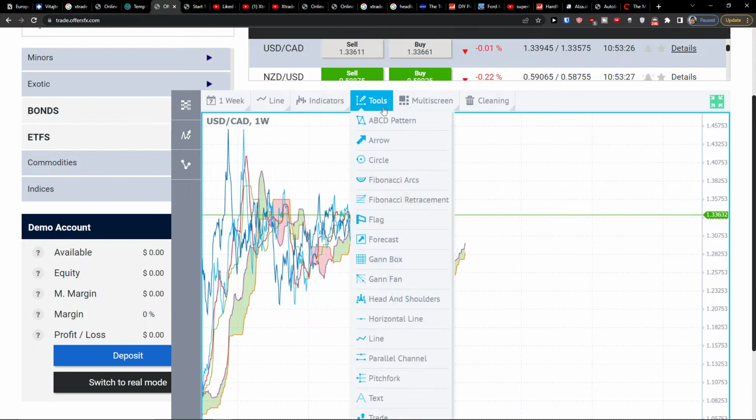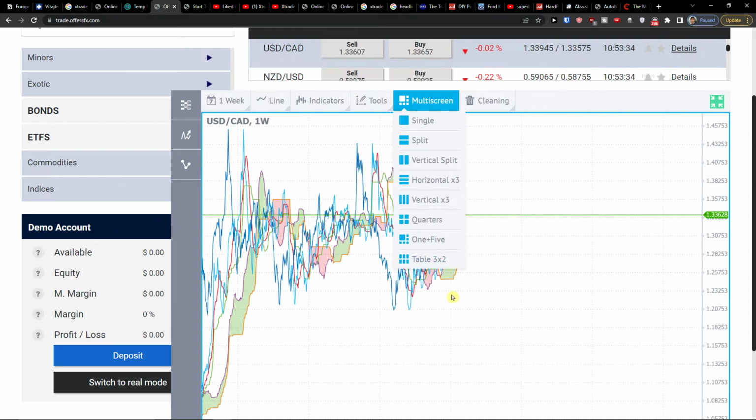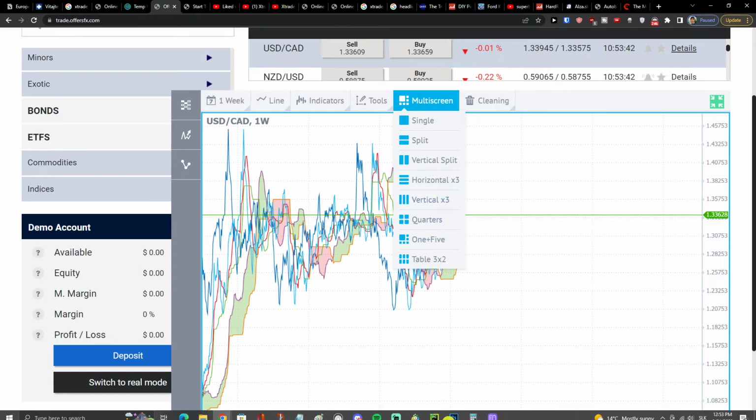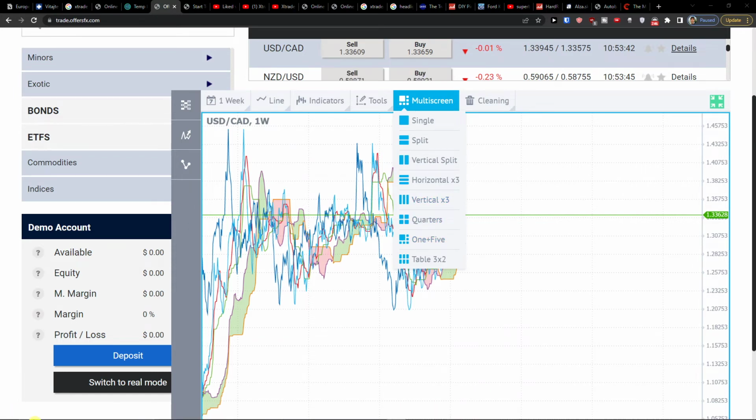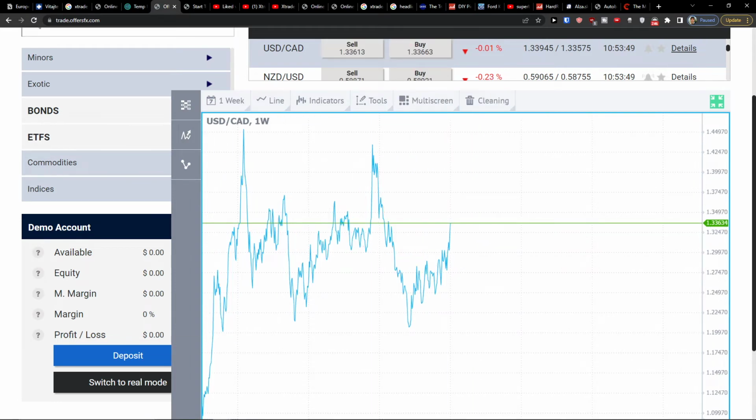And then you would have also tools here. So arrow, circle, forecast, pitchfork, trade, all of that. And then you have also the multi-screen here. So we have split, vertical split, horizontal, or also quarters. So that's what you can have. And then also the cleaning, right? So you can remove indicators.